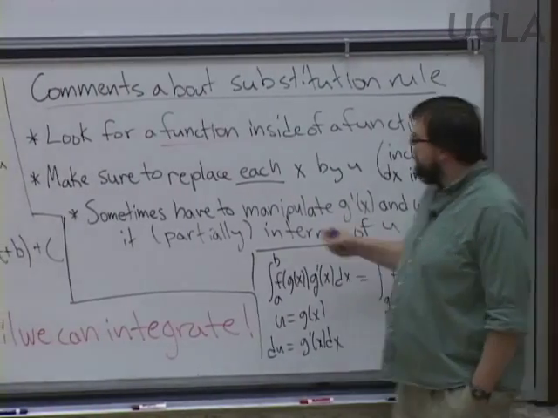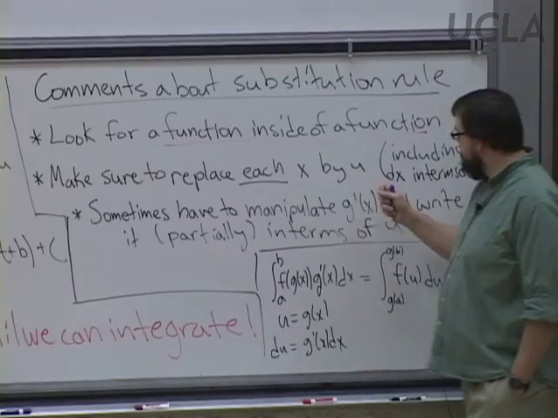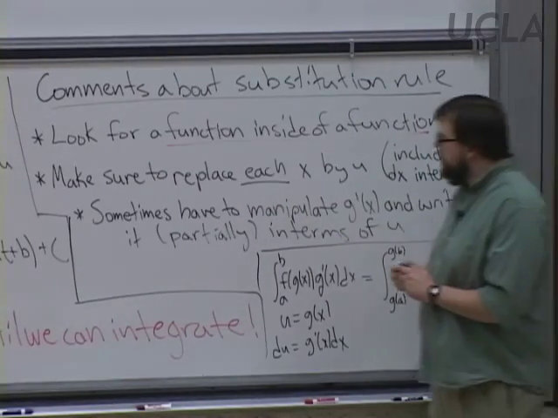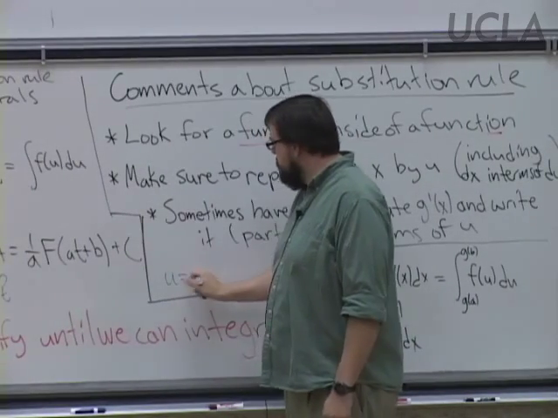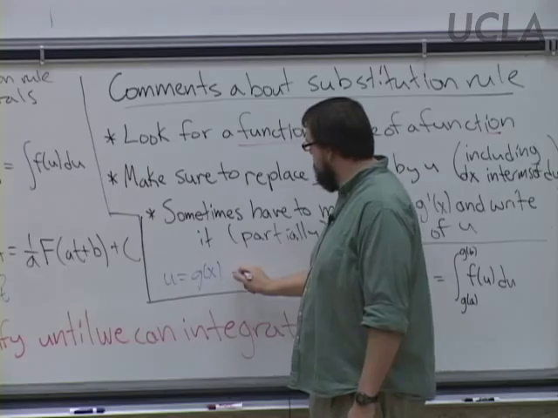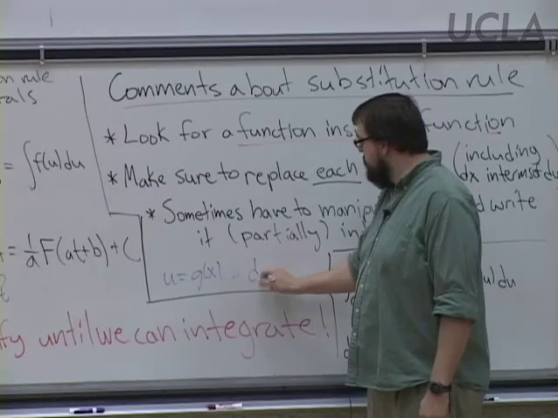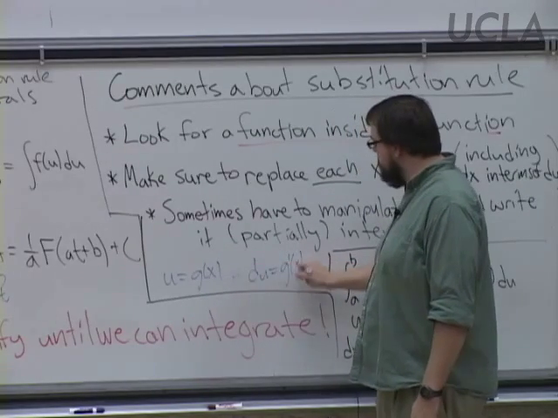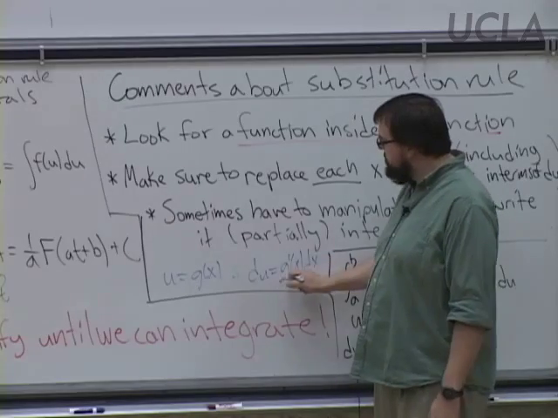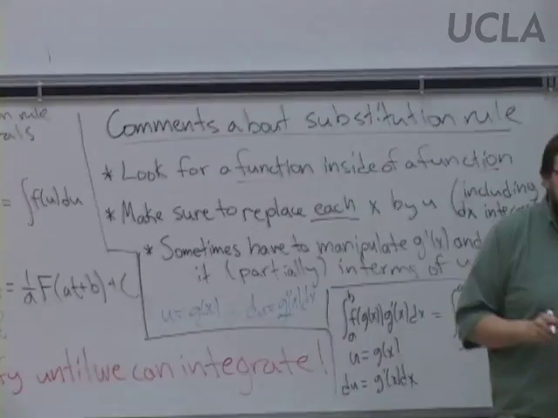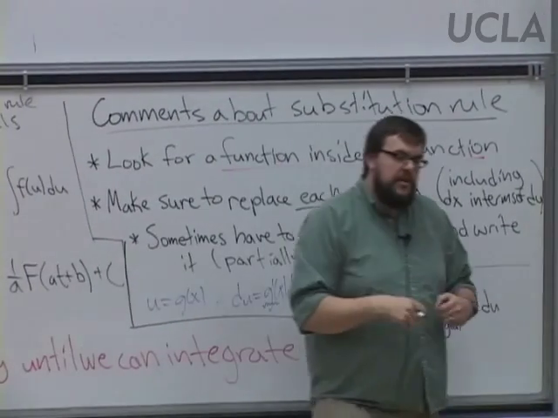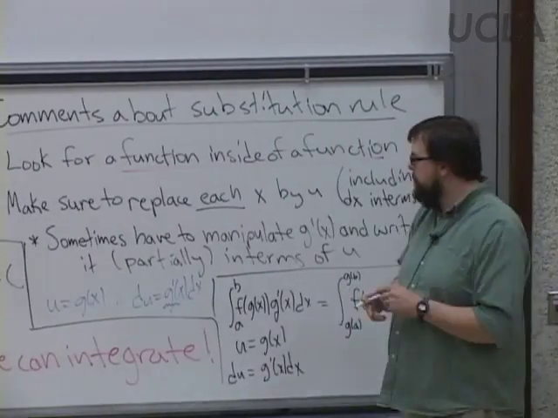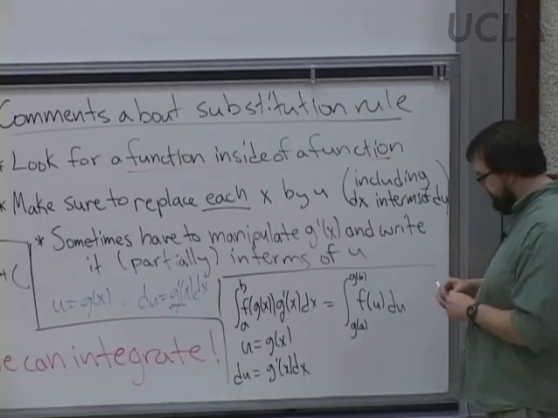Now, another thing is that sometimes you have to manipulate the g prime of x and write it partially in terms of u. In other words, we might have the case where u is g of x, which is fine. And then we have that du is g prime of x dx. But maybe we don't quite have g prime of x written down somewhere so conveniently as we would here. Oh, that's OK. We can massage. Sometimes we can't, but sometimes we can.